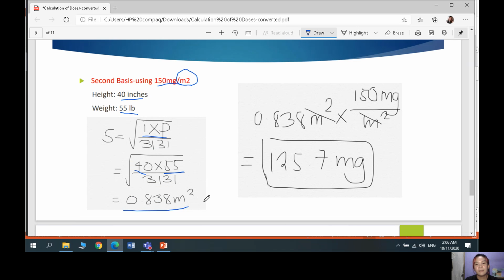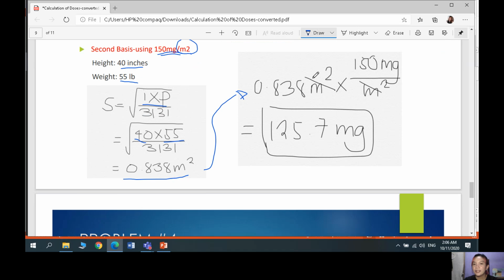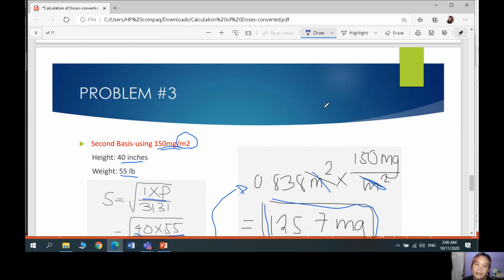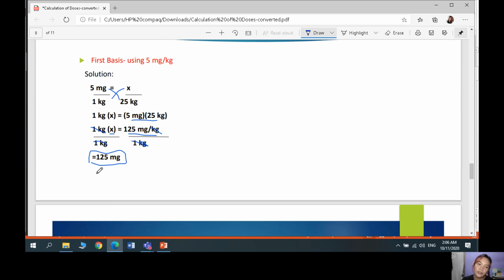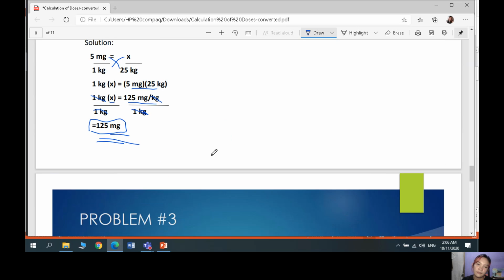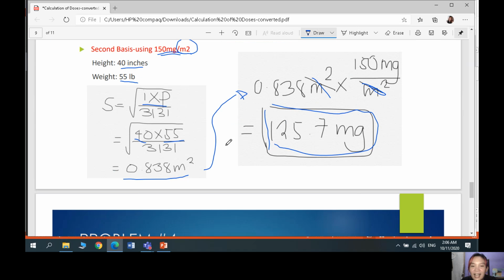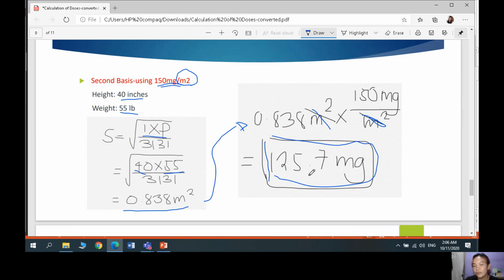And then multiply the BSA by the given dose of the second basis. So it is 150 mg per meter squared. So multiply it and then cancel this one out because they have the same unit. Multiply 0.838 times 150 is equal to 125.7 milligrams. So again, in the first basis, we have 125, and in the second basis 125.7.